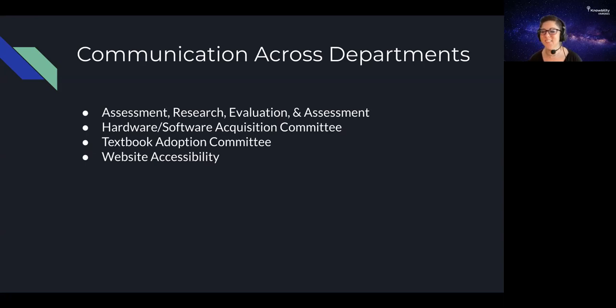I then joined the Hardware Software Acquisition Committee. And then I want to say probably around the same time I had joined the Textbook Adoption Committee. And then probably in the last 3 or 4 years that I was there is when I joined the website committee. So, yeah, like we said, we built these relationships over time.